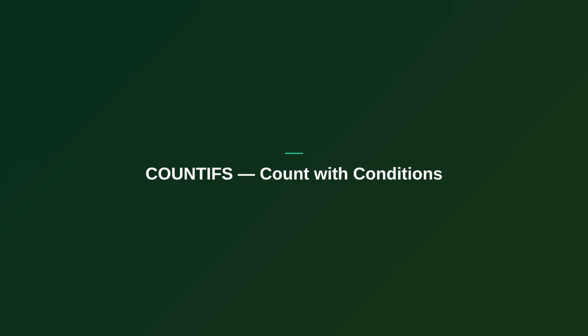COUNTIFS counts cells that meet multiple conditions. The syntax is simpler than SUMIFS because there's no sum range. You just list criteria range and criteria pairs. It's perfect for questions like, how many orders over $500 came from the West region? Or how many employees in the marketing department started after January 2025? COUNTIFS answers these in a single formula.